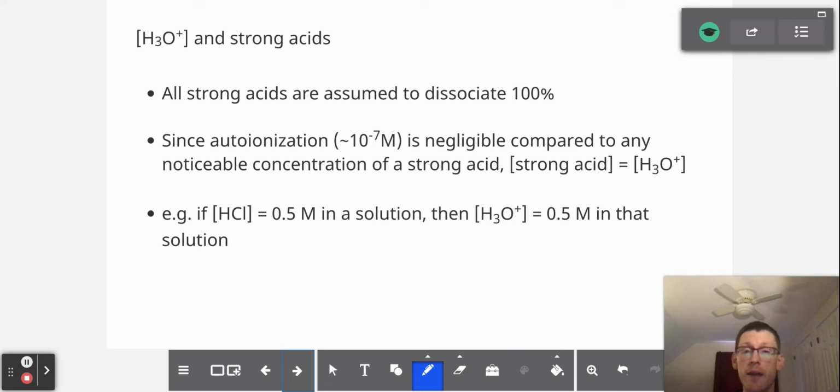And because that auto-ionization of about 10 to the negative seventh molar is almost nothing, it's negligible compared to any noticeable concentration of a strong acid, we can just say that if you have a strong acid that's, say, 0.5 molar in concentration, well then, because the water doesn't really contribute anything noticeable in the first place, and because the HCl dissociates 100%, our 0.5 molar HCl gives us a concentration of H3O+ that is equal to that 0.5 molar.